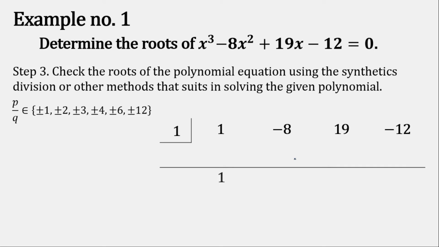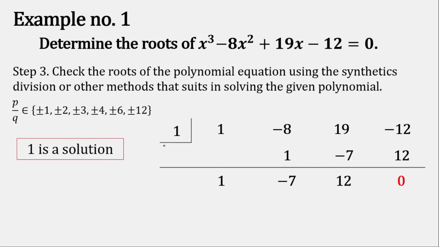So I'll bring down 1. 1 times 1 is 1. Combine the numbers, it's negative 7. 1 times negative 7 is negative 7. 19 plus negative 7 is 12. Then 1 times 12 is positive 12. Then negative 12 plus 12 is 0. So if this is 0, then 1 is a solution, or the value of our x is 1. That's how it works.